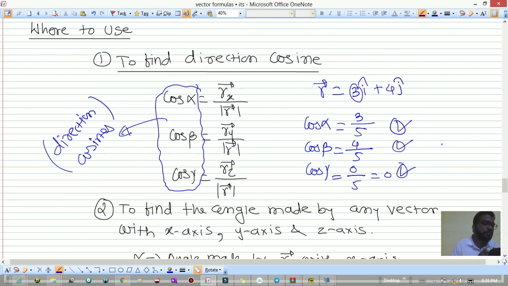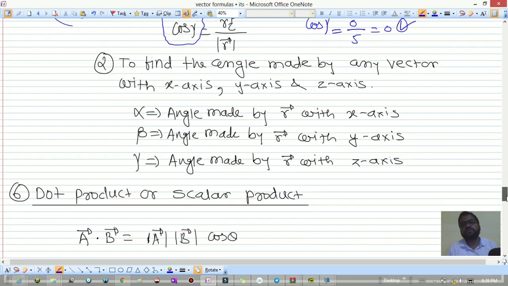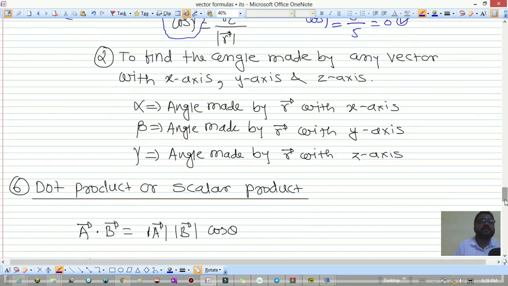So if you know the concept, you can solve the problems very easily, right? So this is to find the direction cosines. Then to find the angle made by any vector with the x-axis, y-axis and z-axis: alpha is the angle made by r bar with the x-axis, beta is the angle made by r bar with the y-axis. So if any vector is given, just find out cos alpha.